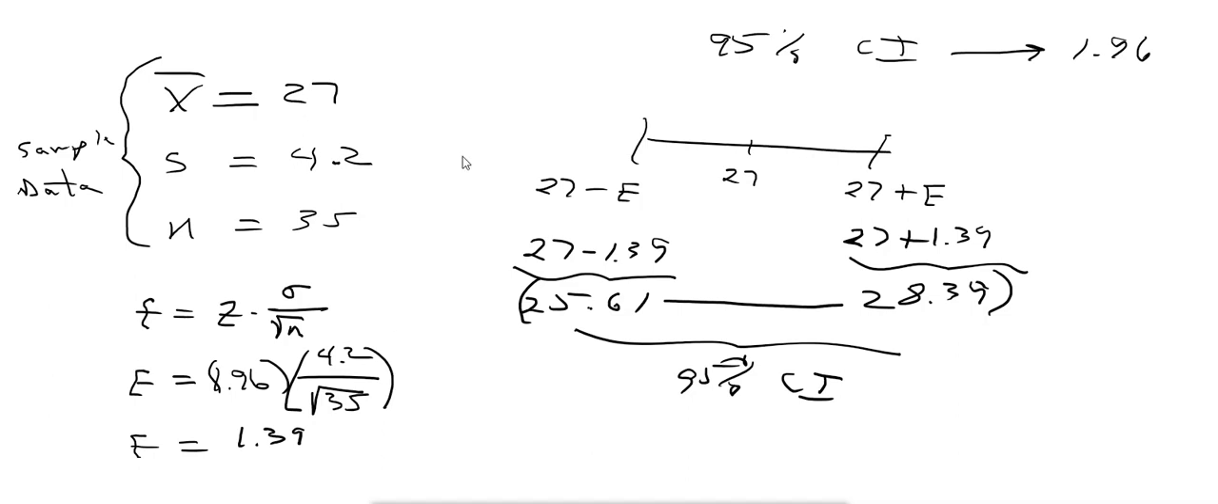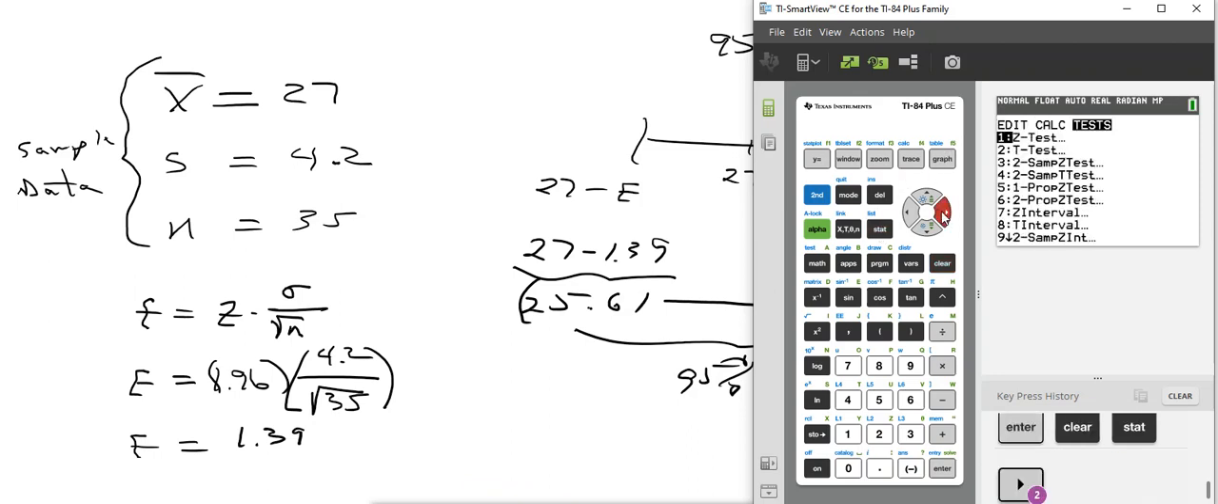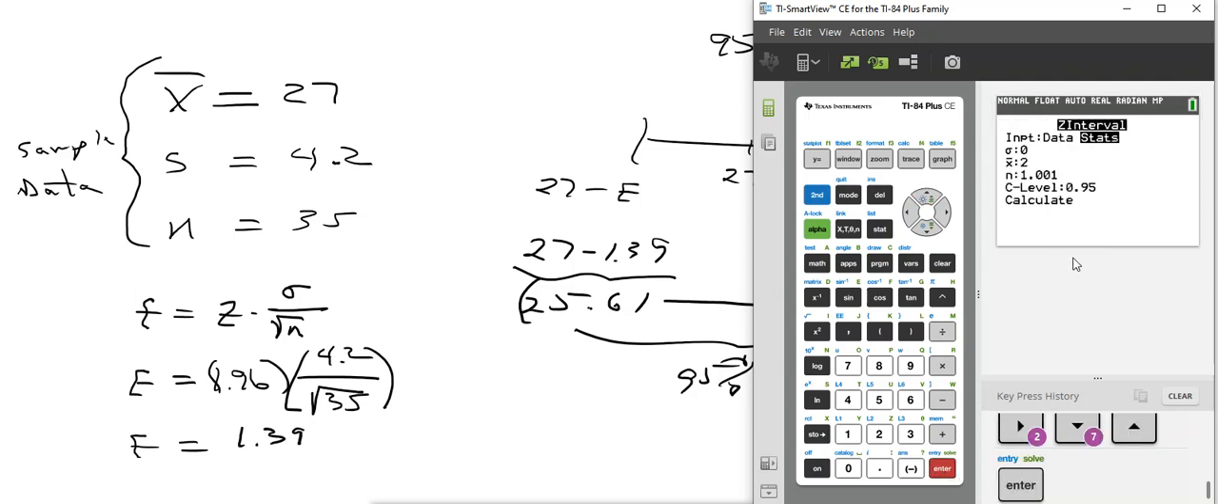And let's keep this information up there. I just want to show you, right? We always kind of go for the technology here. Let's see what we got. So we're going to clear this out. We're going to go to stat, tests, and then down to Z interval. Hit enter. Again, this stands for confidence interval using the Z distribution.